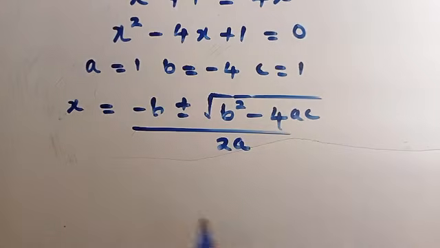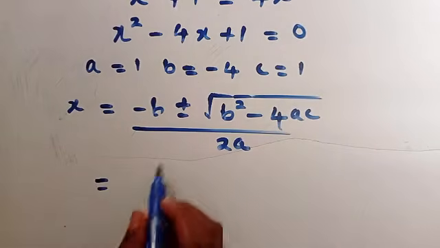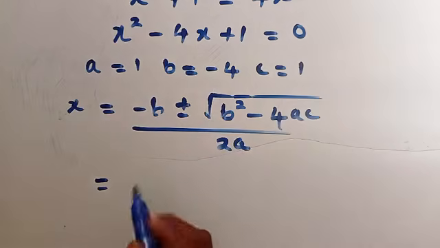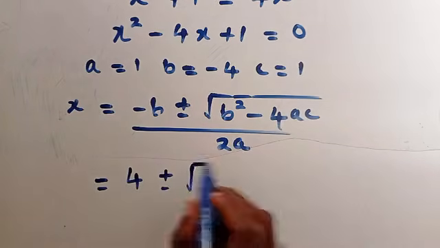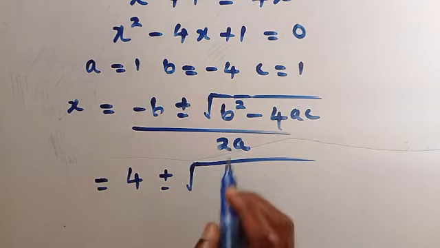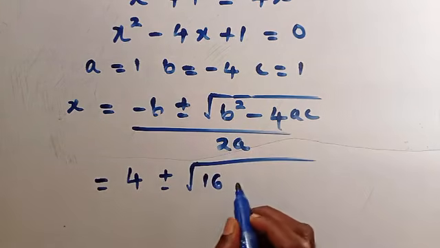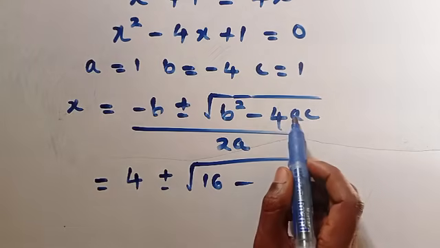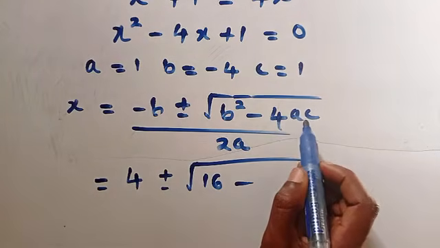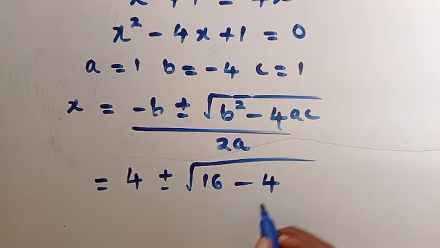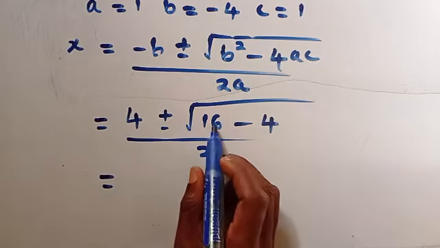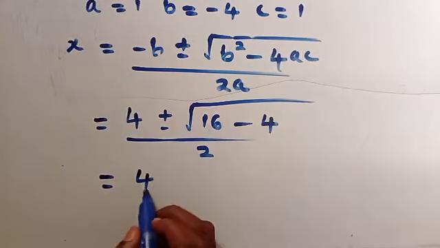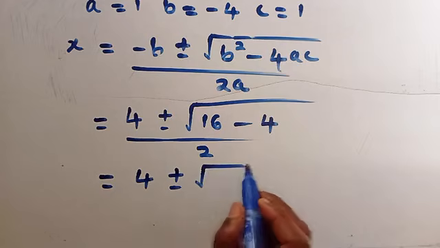By substituting all this in this formula, we are going to have minus b, and b is minus 4, that is plus 4. Then plus or minus the square root of minus 4 squared, that gives us 16, minus 4 times a, that is 1, then multiplied by c, that is 1. Everything here gives us 4, divided by 2 times 1, that is 2. And by subtracting 4 from 16, we have 4 plus or minus square root of 12 divided by 2.